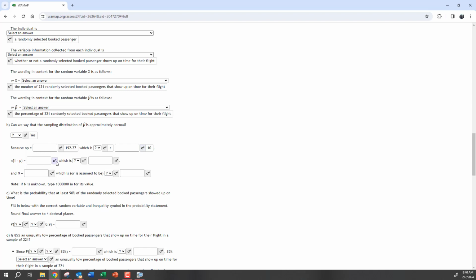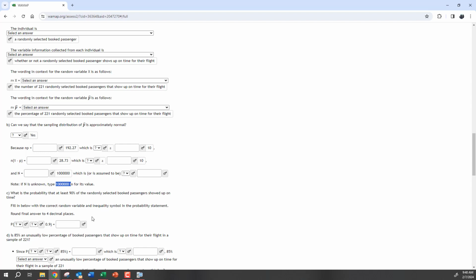And if you do 221 times 13, you see that it is still greater than or equal to 10. So it satisfies that. We have n is a really, really big number. And you're kind of like, where the heck did that come from? Well, you can see it comes from down here.